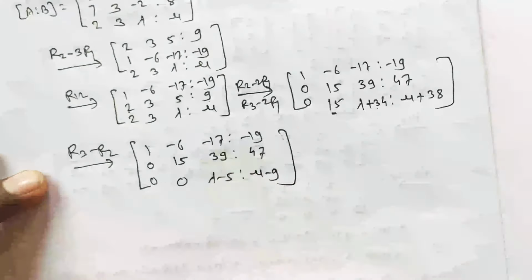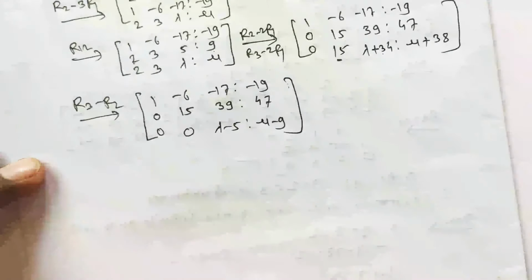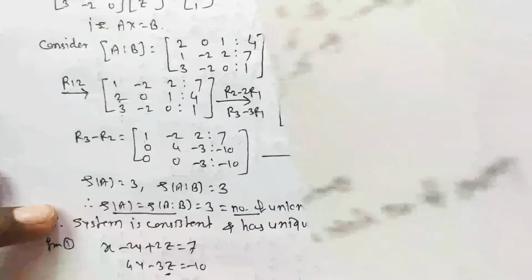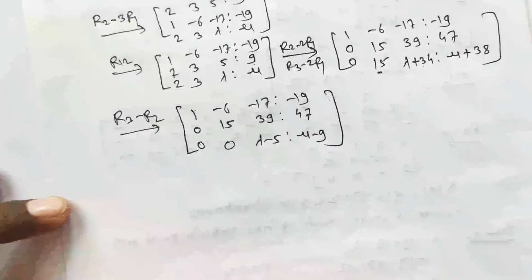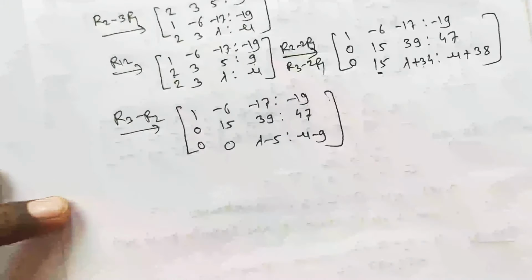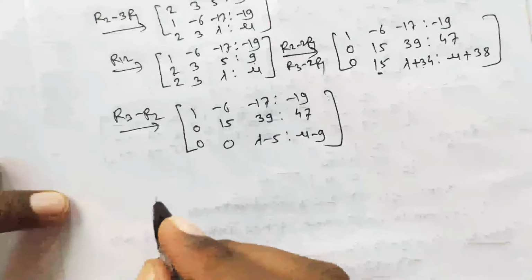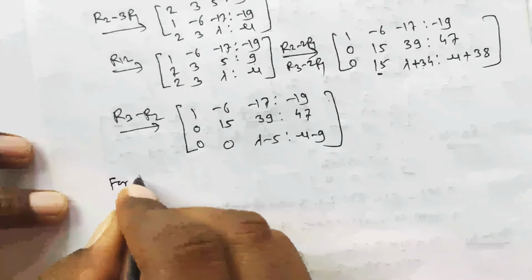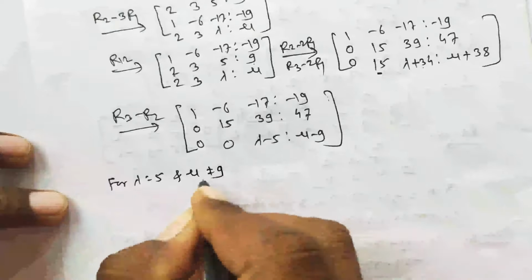Now our question is, for what values of lambda and mu does the system have: first, no solution; second, unique solution; and third, an infinite number of solutions. So the system has no solution if rank of A is not equal to rank of AB. So here, suppose lambda equal to 5 and mu is not equal to 9.